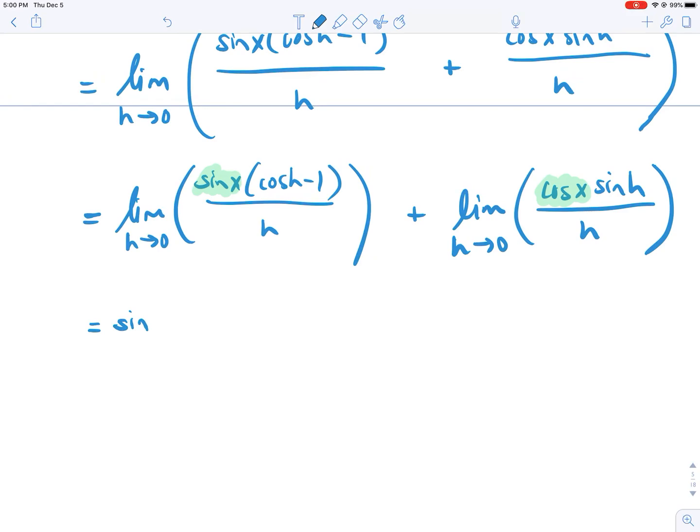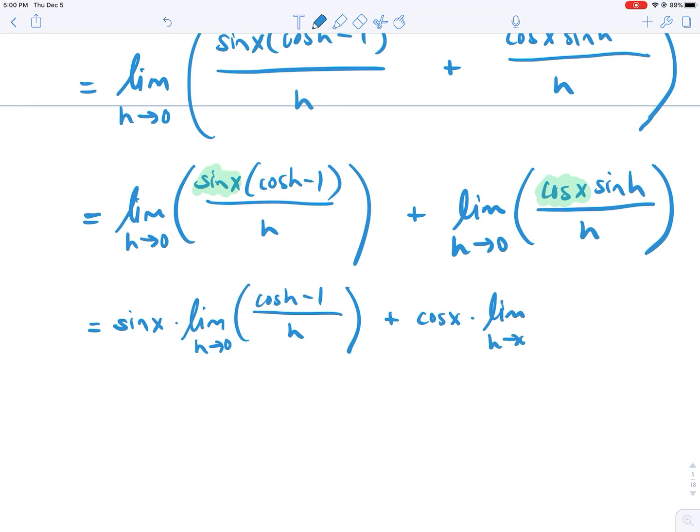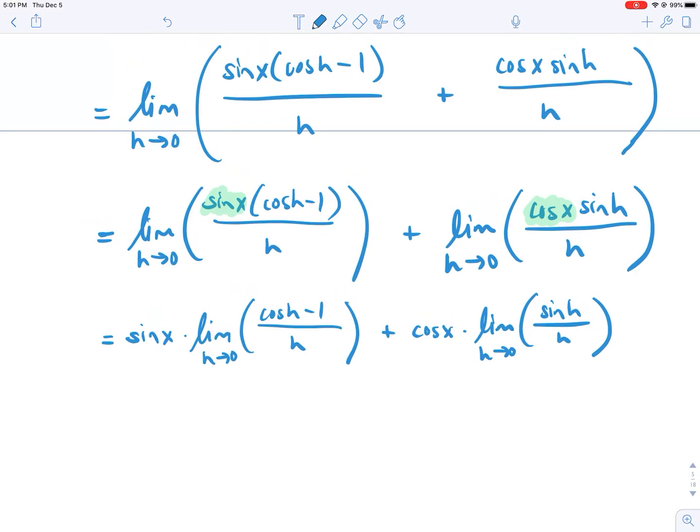So I'm going to pull out sine of x, multiply it by the limit as h approaches 0 of the cosine of h minus 1 all over h, and then pull out cosine of x times the limit as h approaches 0 of sine of h over h. Okay, great. Now you're probably thinking, well, now what? That looks messy. But remember, I gave you those two facts before that I said we're going to reference again.